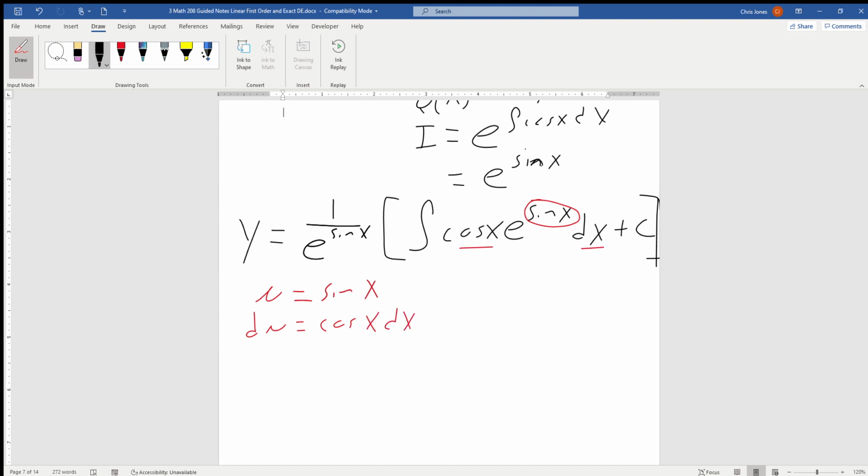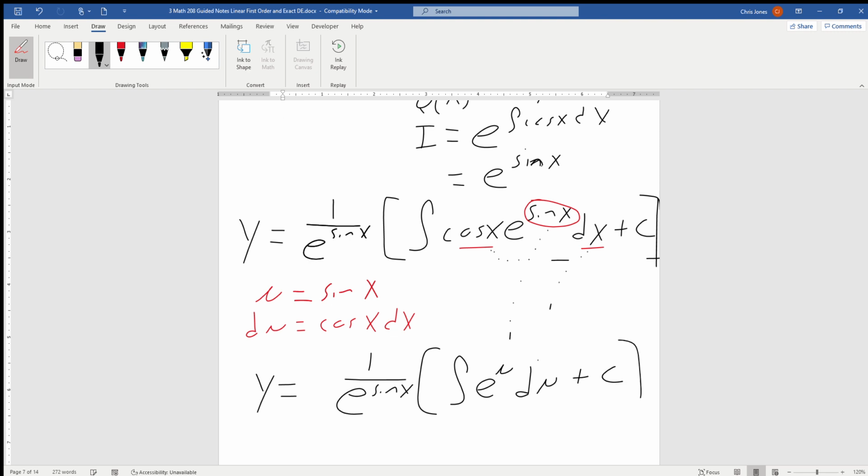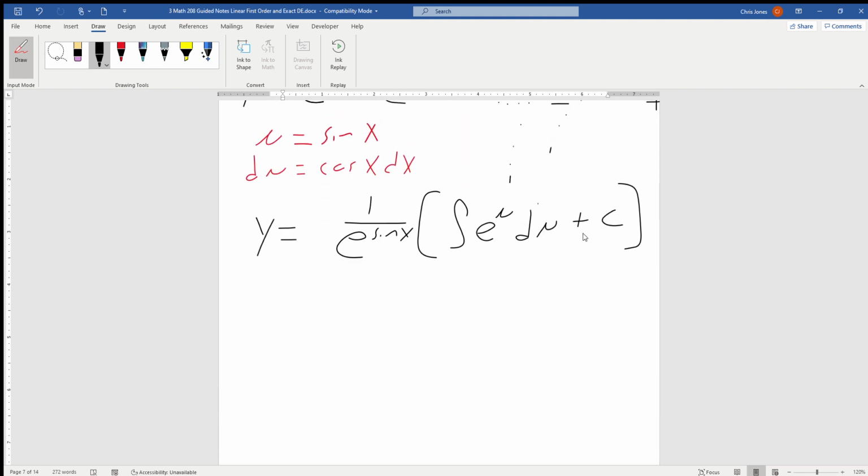So let's go ahead and use a u sub. U is going to be sine of x, du is cos x dx, and that's exactly what we want. So we're going to now rewrite this integral, y equals 1 over e to the sine x. The integral is going to be e to the u du, all right? And e to the u, remember sine x is u, and then cos x dx is du, plus c. Antiderivative of e to the u is e to the u, so we have y equals 1 over e to the sine x, e to the u plus c.